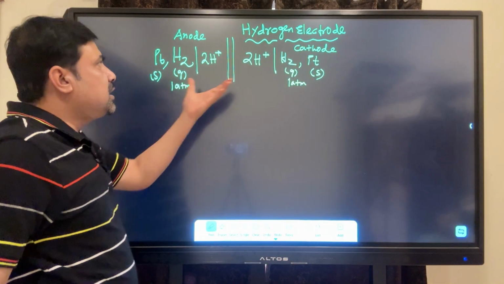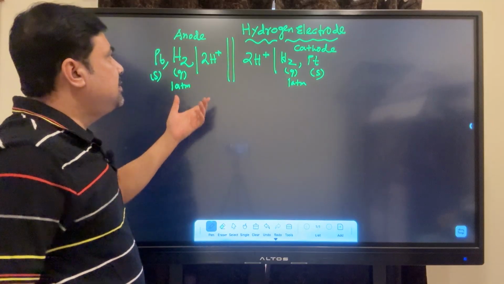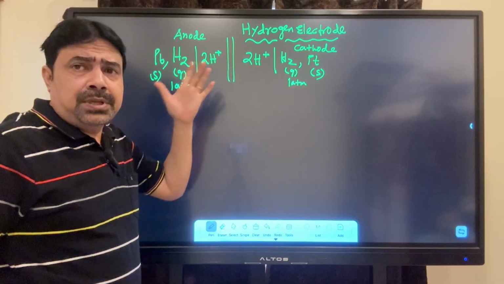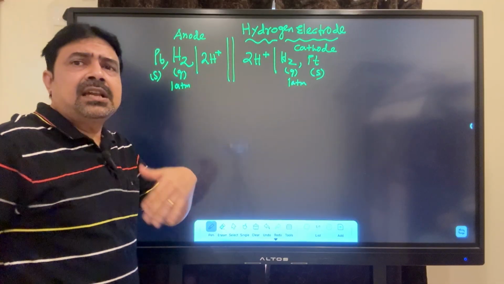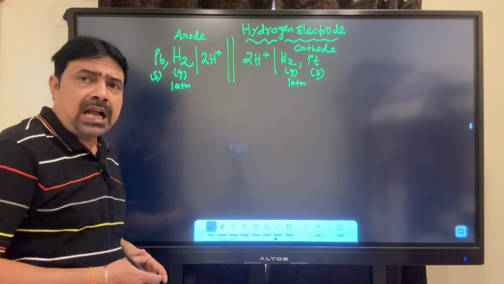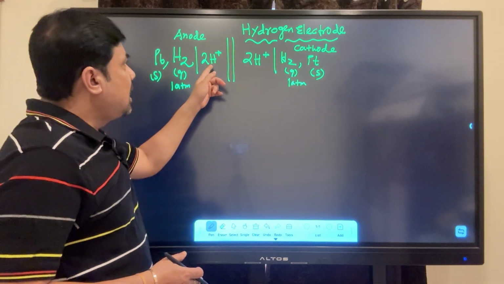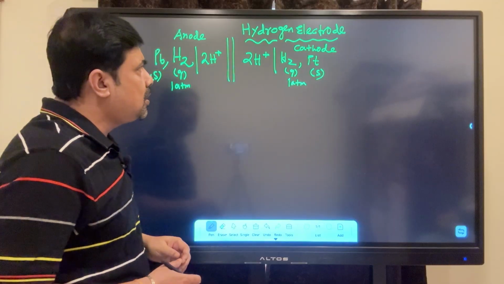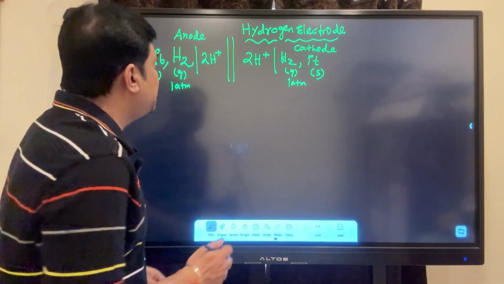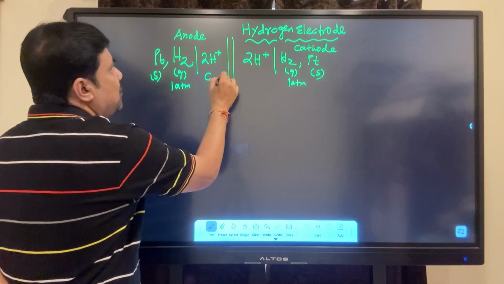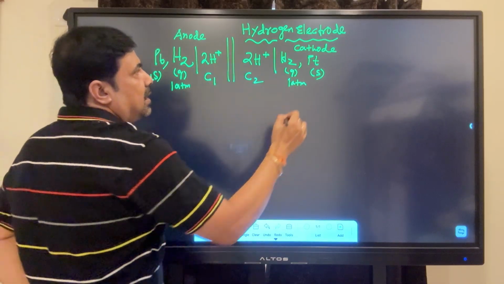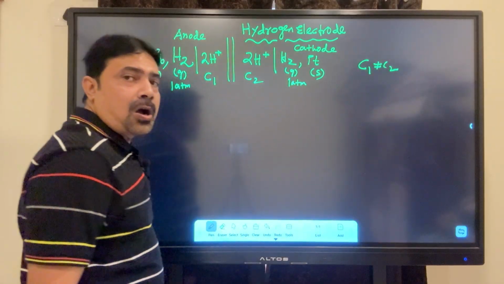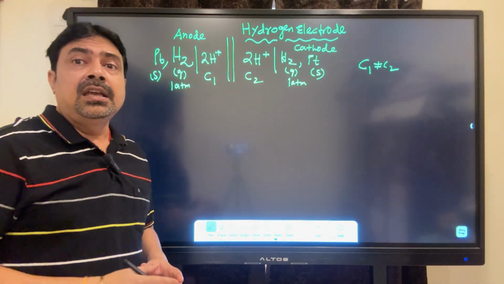Now we construct one galvanic cell where the same substance is acting as an anode and the same substance is acting as a cathode. This type of galvanic cell we call a concentration cell. Now here the concentration of H plus in the cathodic compartment and anodic compartment is not the same. Suppose here the concentration is C1, here the concentration is C2, and C1 is not equal to C2, then only this cell will operate. Otherwise it will be at equilibrium.